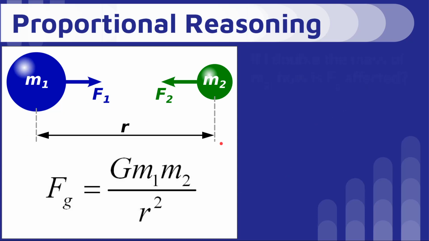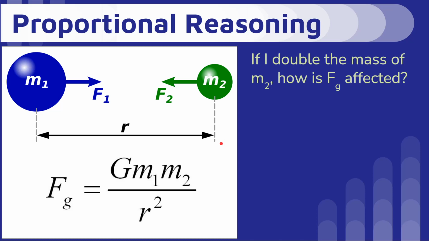All right, so let's talk about some proportional reasoning. Let's look at the relationships that exist. I've already described them, so we hopefully already know what these are, but let's go ahead and take a look. It says, if I double the mass of M2, how would the force of gravity be affected? So if I double this mass, what happens to F sub g? It doubles, right? It is going to be directly proportional. Doubling M2 will give me twice the answer here if everything else remains equal.